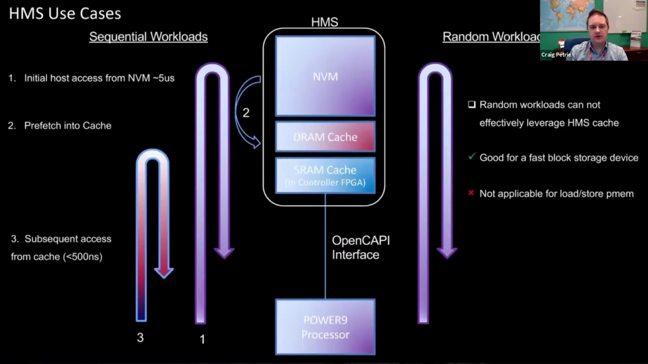As you can see in this diagram, the hierarchy of the memory on the 250 HMS card works well for sequential workloads. That's what it's geared up for. This is where we're prefetching from the ZNAND memory to the DRAM cache, and we're quickly accessing that across the OpenCAPI link to the Power9 processor. Initial host access to the ZNAND is about 5 microseconds. However, this will then level out towards 1 microsecond once the data accesses are flowing.